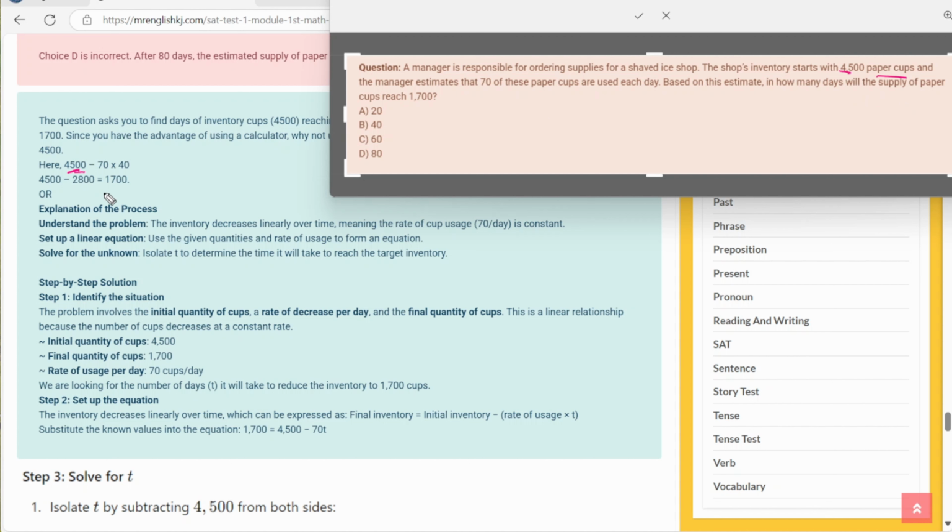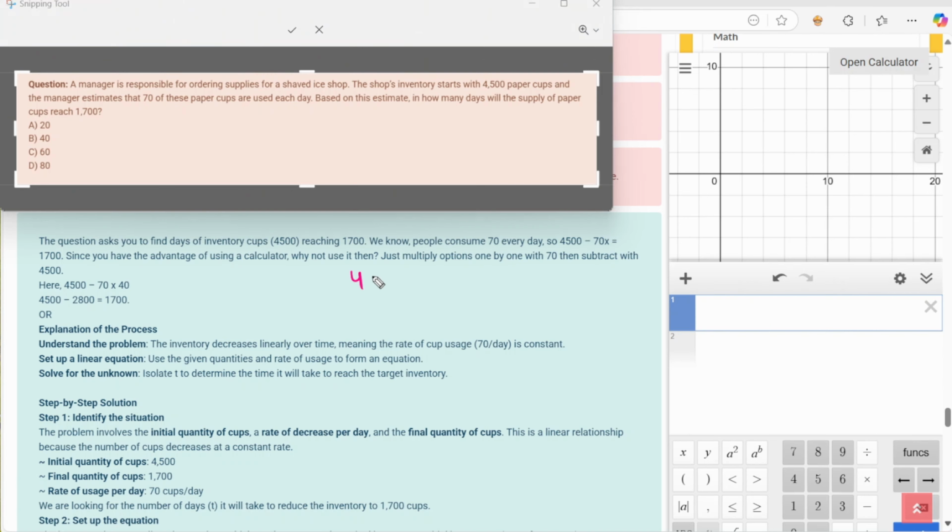There are tons of ways to solve this. Okay, 70 of these paper cups are used each day, so we are reducing 70 every day. Here we can see 40 is already calculated. We need to understand. Okay, first we can do it by adding option. We know the equation will be like this. Okay, and here it will be x.